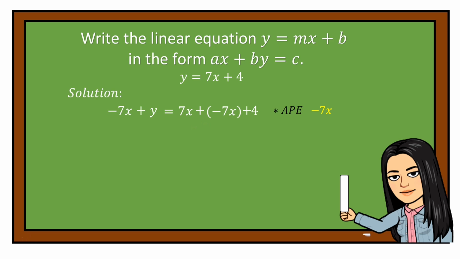So, next, simplify our equation. We now have negative 7x plus y equals 4. So, bakit ito na lang yung natira? Because we're going to cancel out 7x plus negative 7x, that would be equal to 0. Kaya 4 na lang yung ating naiwan sa right hand ng ating equation.